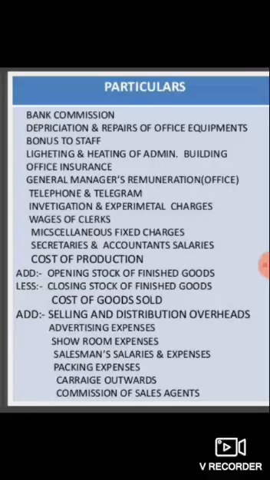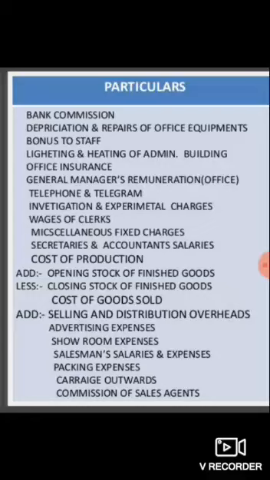And secretaries and accountants salaries, so these are separately added because there will be a cost accountant separately, so his salary is added under administrative expenses, and with this we'll get the total cost of production after adding overheads to prime cost and office and administration expenses to prime cost. We'll get the cost of production.